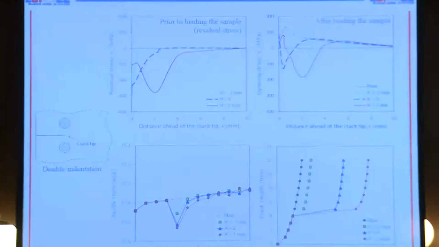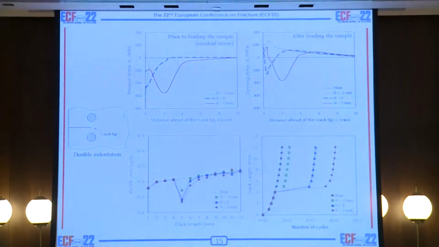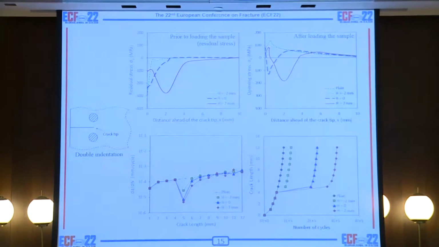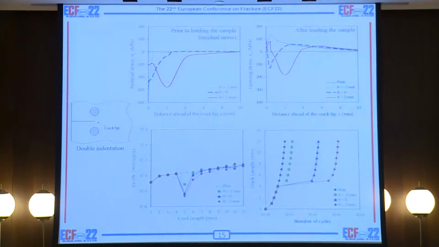The second case was double indentation on both sides of the crack tip. In this case, we used only 2.5 kilonewton indentation, but the key parameter was the horizontal distance of the indentation with respect to the crack tip. So 3 different horizontal locations, as -2, 0, which is ahead of the crack, and h equal to 2 millimeter, which is in front of the crack tip, were considered.